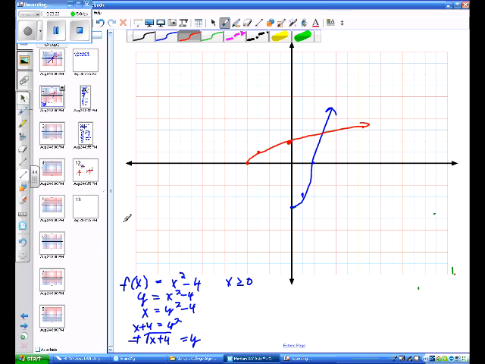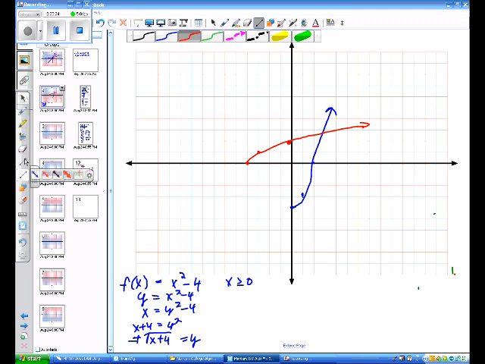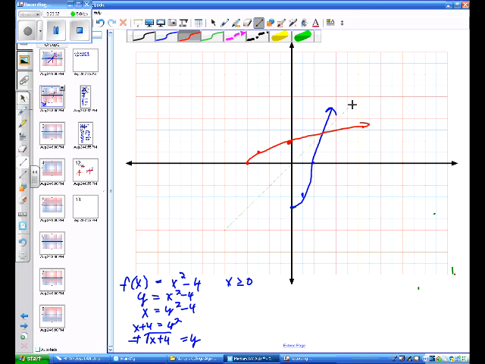of each other. If we did our line that would go through those, the identity function y equals x, then we could see that those would be symmetrical about that. Now let's look at our domain and range.